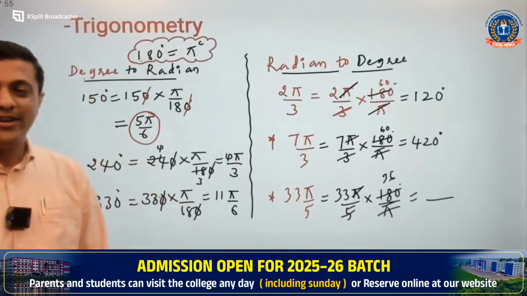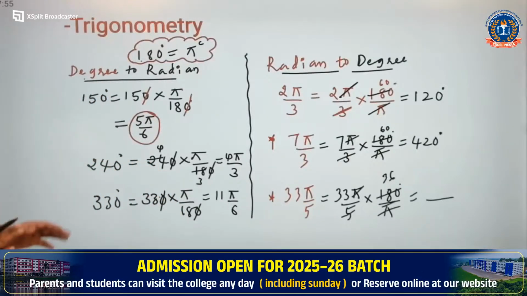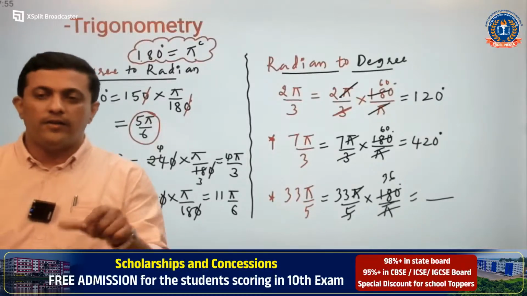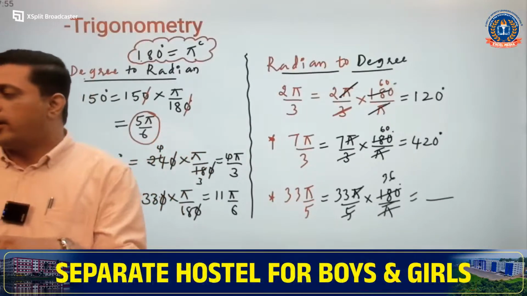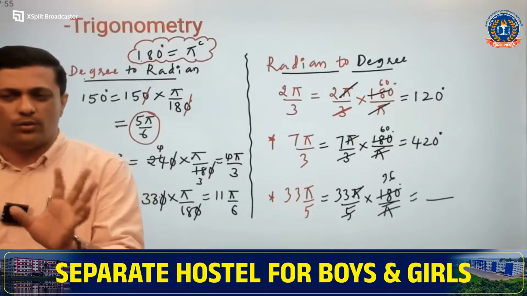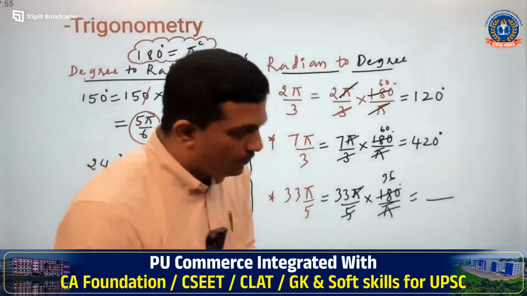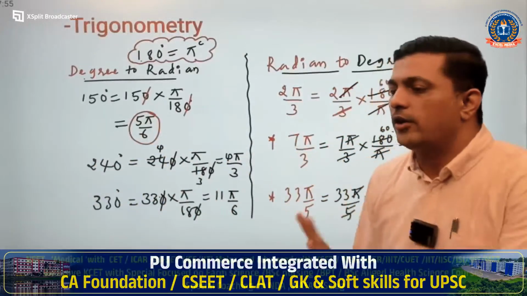Okay, right. Just see the board. This is what we have done with the problems. There are 2 things we have done: degree to radian and radian to degree. So simple calculations, simple ideas. If this is clear to you, just give me a thumbs up, then we'll go to the next one.